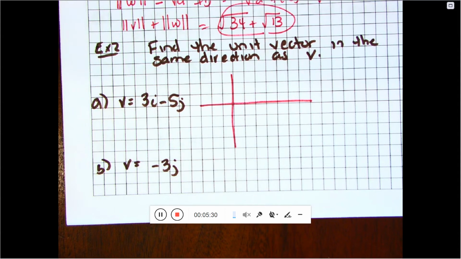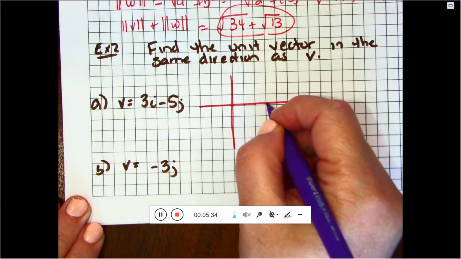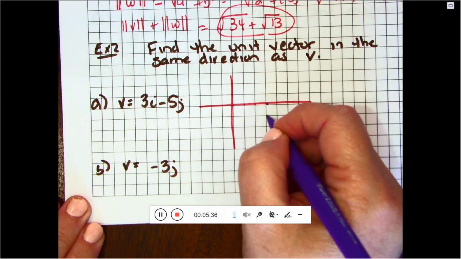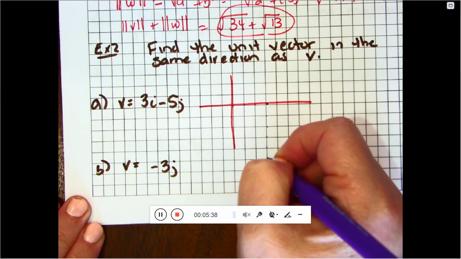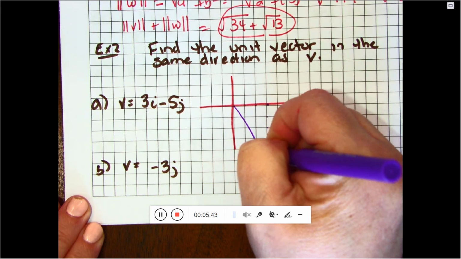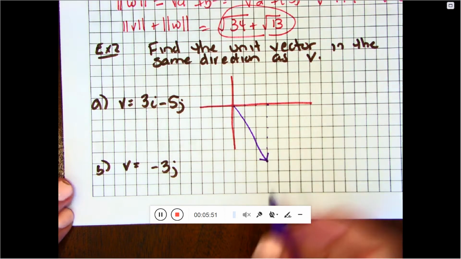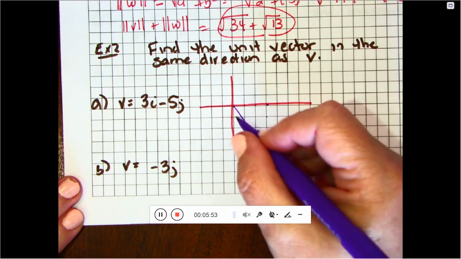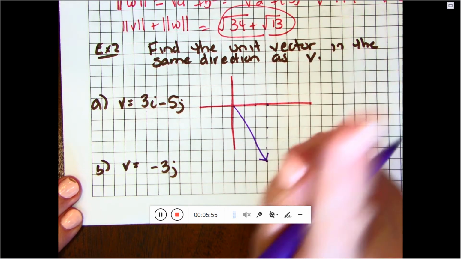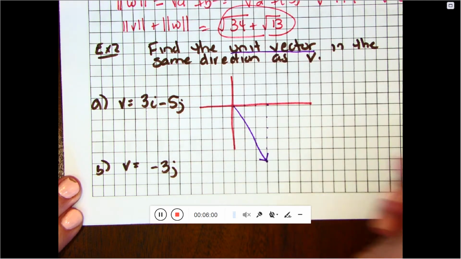Okay, this vector means I go 3 in the horizontal direction, 1, 2, 3, and negative 5 in the vertical, 1, 2, 3, 4, 5. This vector looks like that. Obviously it doesn't have a magnitude of 1, but it's really easy. I want the vector that's the same direction as this, but has a magnitude of 1. That's what it means to find the unit vector.